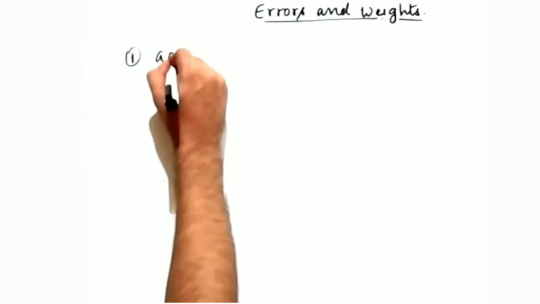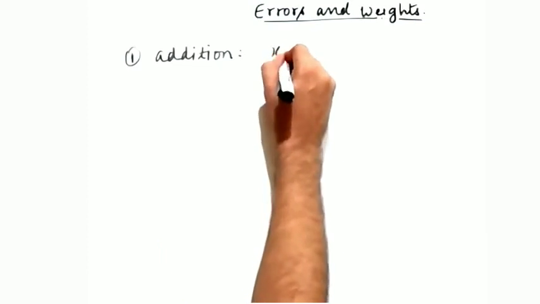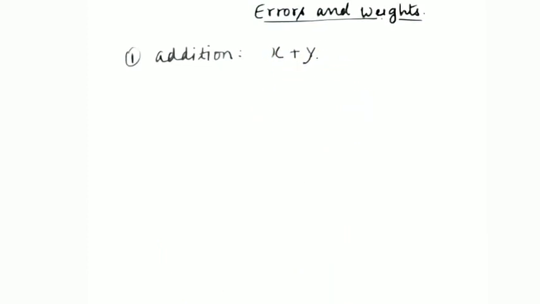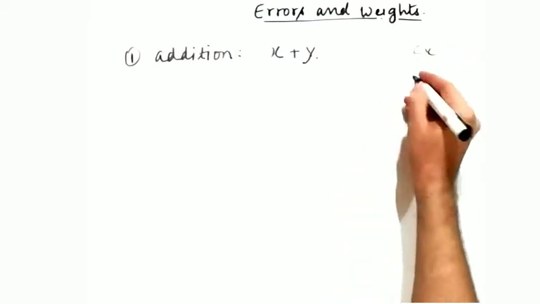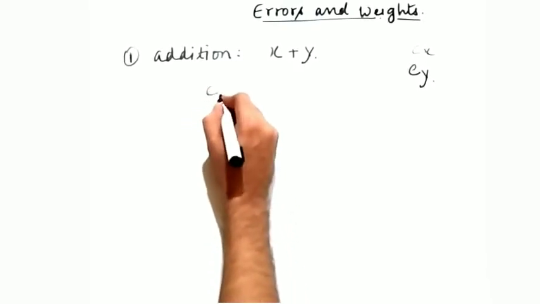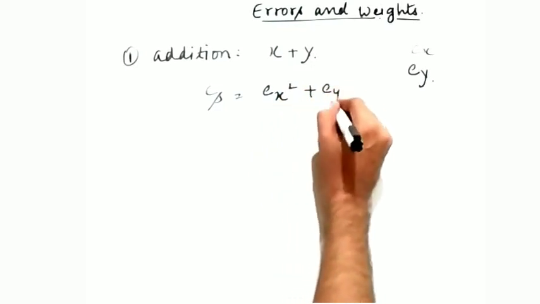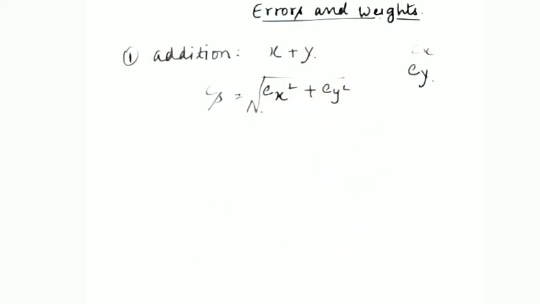let us go for addition first, since addition is the most basic operation. Suppose there is one quantity x and another quantity y, and I am adding x and y. Suppose the probable error or the standard error related with x is ex and the error related with y is ey. Now if I ask you what is the probable error that is related with x plus y, then how will you calculate that? Suppose I represent it as es, then you will calculate it by the square root of ex square plus ey square. So this is how you calculate the probable error in this x plus y.